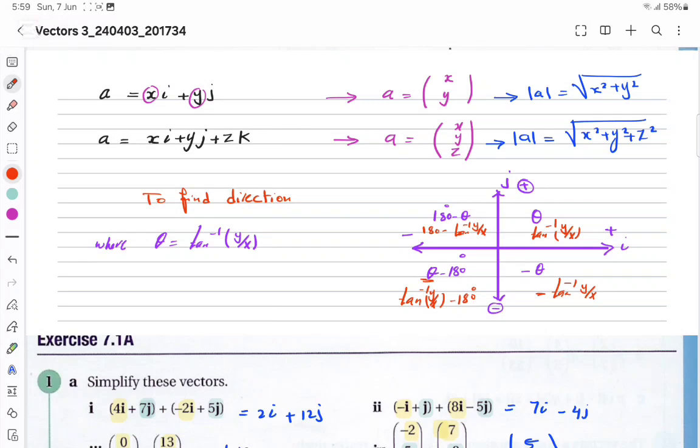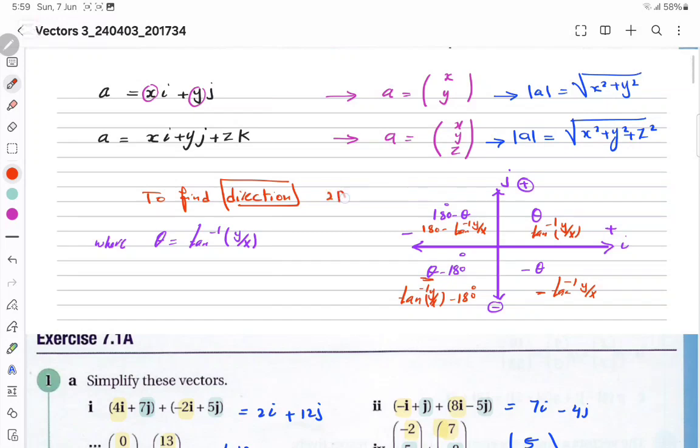And you need to focus on that. We just define the direction for 2 dimensions, i and j. And the direction means the angle with positive i, because an angle always starts from the positive x. In vectors, with positive i. In complex numbers, with positive real axis. In x and y coordinates, with the Cartesian x-axis. That is how to find the argument.